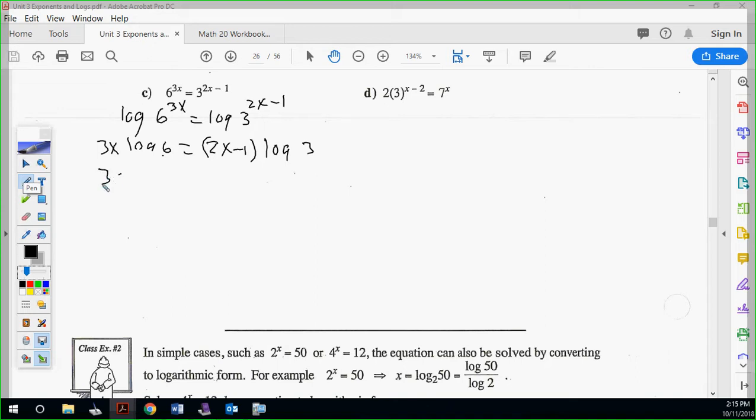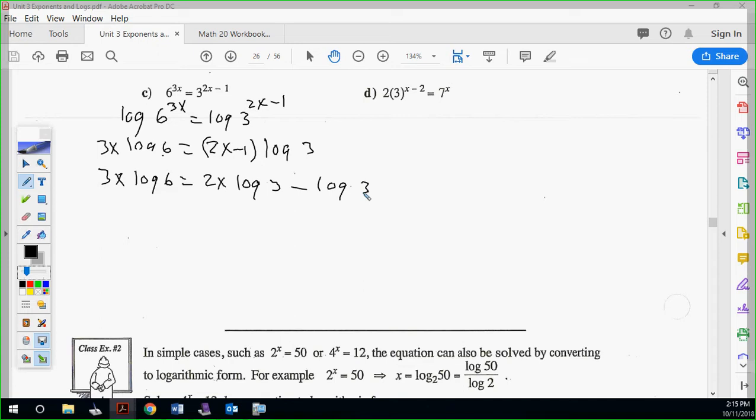Okay, so we're going to write 3x log 6, 2x log 3, minus log 3. So the negative 1 to the log 3. Do you see that? So the 2x hit the log 3, the negative 1 hit the log 3. Now, for those of you that have aspirations going to calculus, you will do this type of algebra move a lot in calculus to isolate variables.